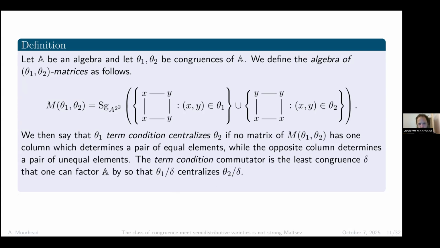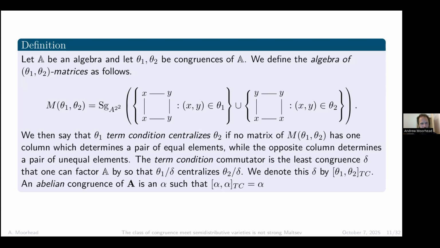And then the term condition commutator is the least congruence delta that one can factor A by, so that theta 1 modulo delta centralizes theta 2 modulo delta. So one has to check that this is actually well defined, but it is in fact a good definition. So we denote this delta by the term condition commutator, theta 1, theta 2.